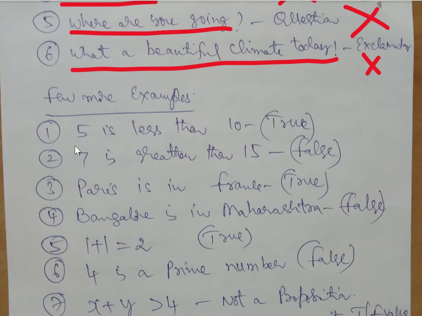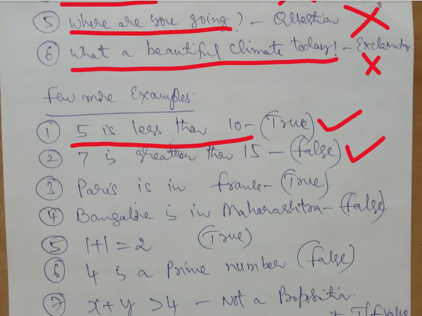So, 5 is less than 10. Mathematically, across the globe, 5 is less than 10. It is a true statement. So valid. 7 is greater than 15. 7 is not greater than 15. Mathematically it is false. So I have attached something, and it is also a valid statement.